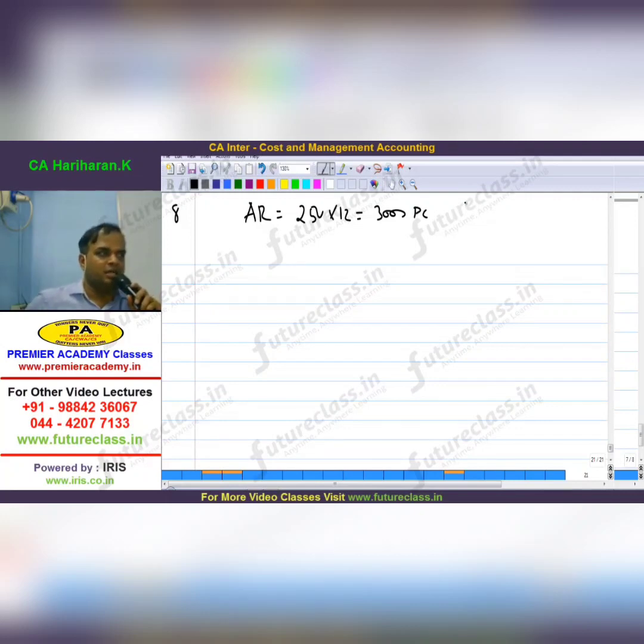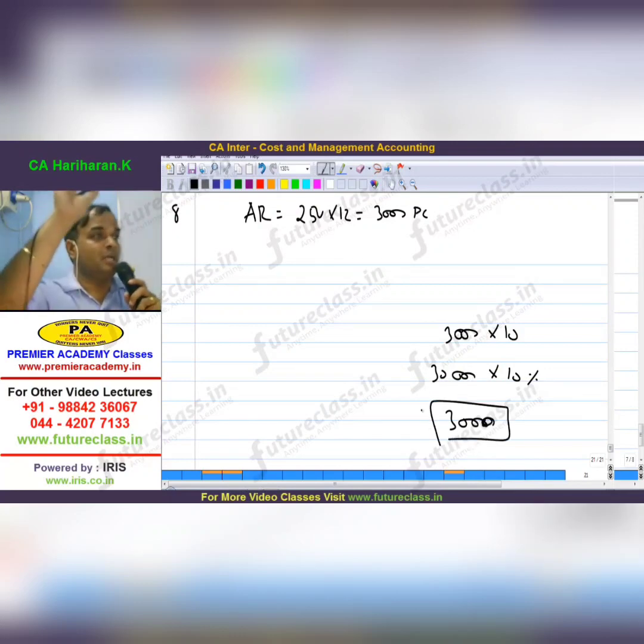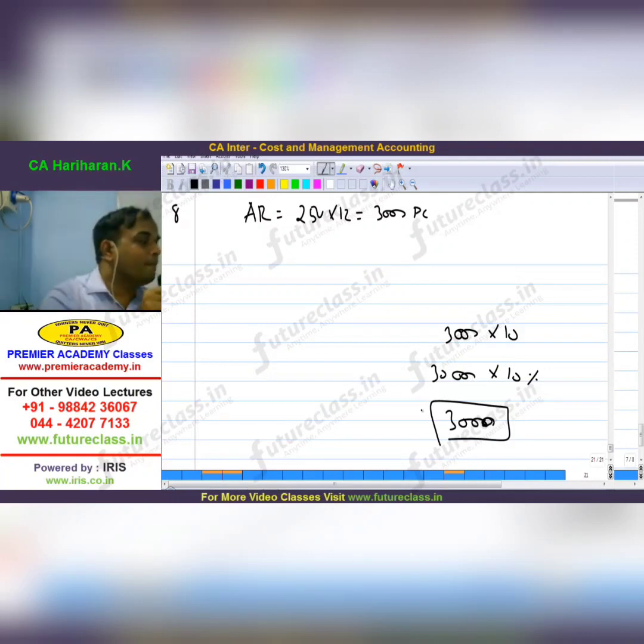Am I right? Now, listen here. Even in the main exam, students committed the mistake. Carrying cost 10% on inventory value. 3000 is the total inventory. Value of the inventory 10 rupees, therefore 30,000. Out of which 10% of inventory value is equal to 3000, they took. How many of you did 3000? That's why you have to read carefully. Carrying cost per unit per annum. Per unit value you have to compute, not total.